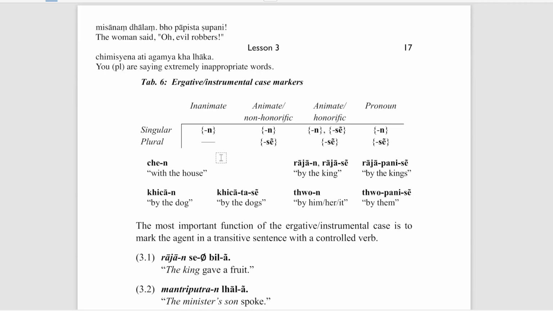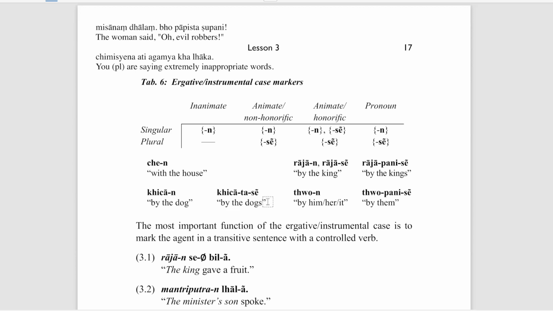So there are some examples like chena. Che is house, and with the ergative ending, since a house cannot really be an agent, it's inanimate, we would say it's not by the house, but with the house or through the house. It's kind of like the instrumental case in Sanskrit. And also kijana. Kija is animate and it can be the agent, so we can say by the dog, or the dog does something.